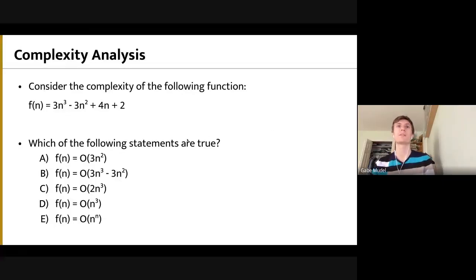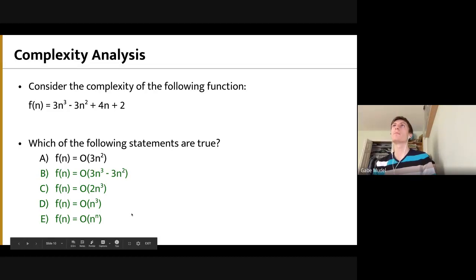Okay, so looking at the answers for this one, most of you are correct with B, C, D, and E. We had a few just Ds. Again, remember, for big O, we can always just ignore constants, right? Remember that big O is an upper bound for asymptotic complexity.